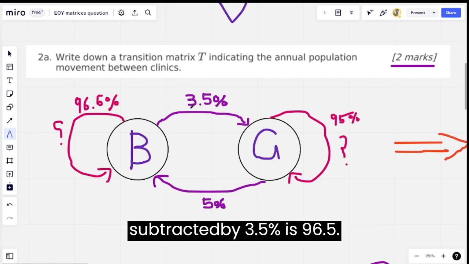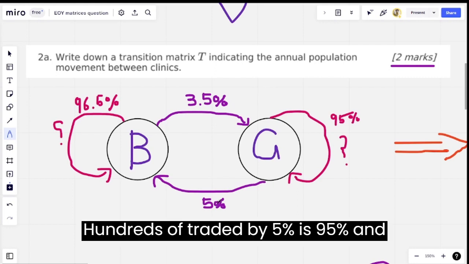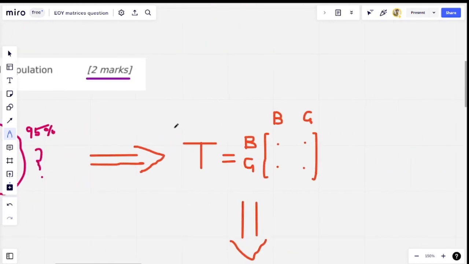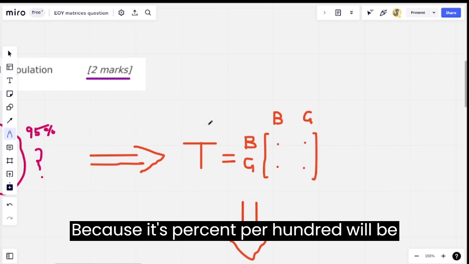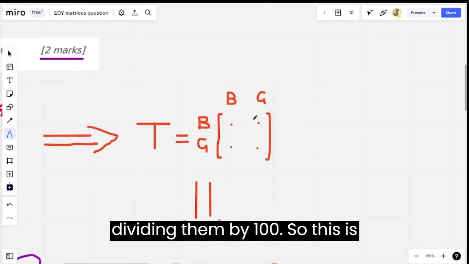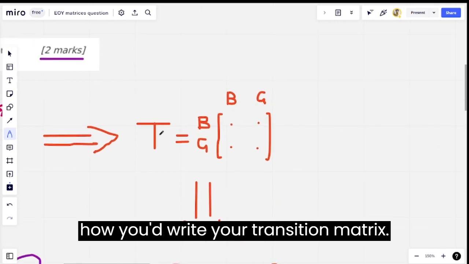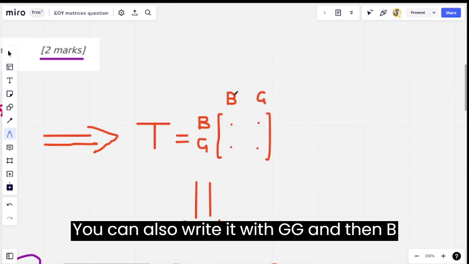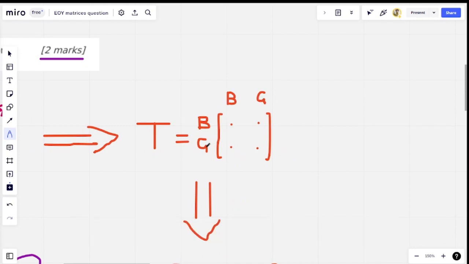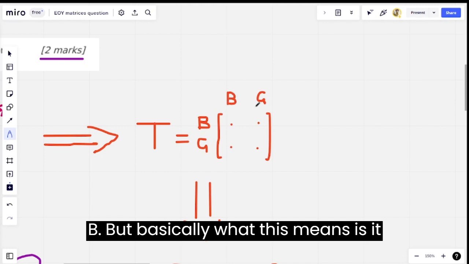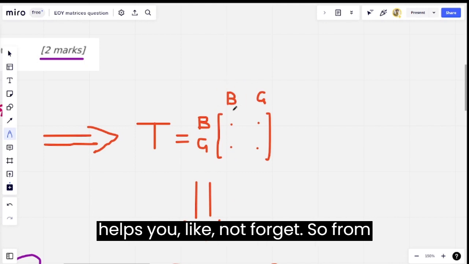So 100 subtracted by 3.5% is 96.5. 100 subtracted by 5% is 95%. And remember, in the transition matrix, because it's percent per 100, we'll be dividing them by 100. So this is how you'd write your transition matrix. You can also write it with G, and then B, B. But basically what this means is it helps you not forget.